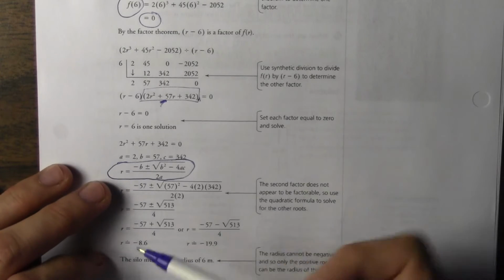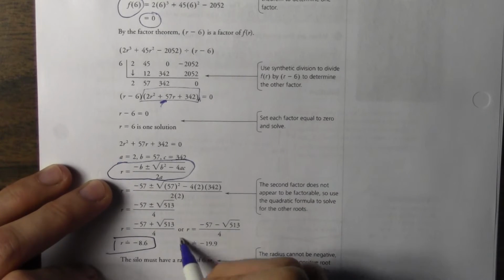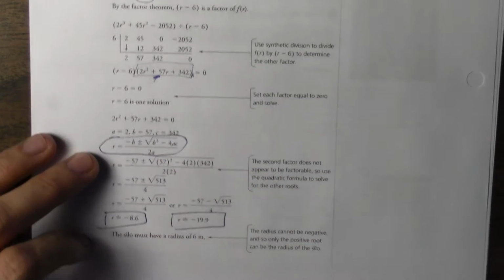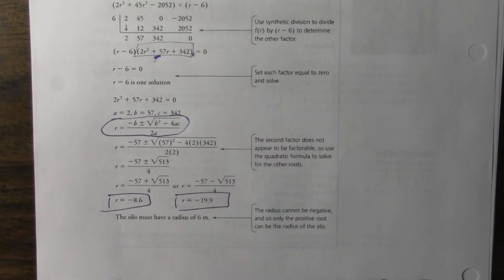Once we use the quadratic formula, we find out the two values of r are negative 8.6 and negative 19.9. Yeah, Marco? Sir, from the equation of pi over 3 in brackets 45r squared plus 2r squared, and then you go to 0 equals 45r squared, where did the pi over 3 go?